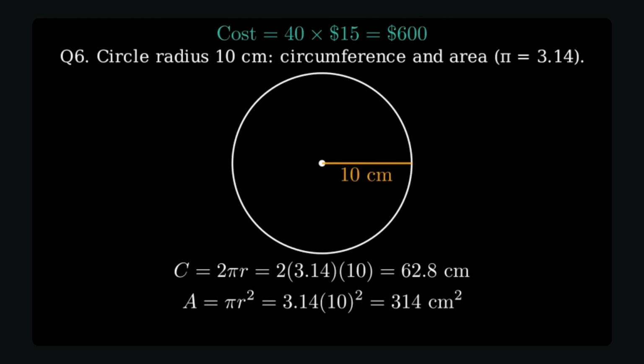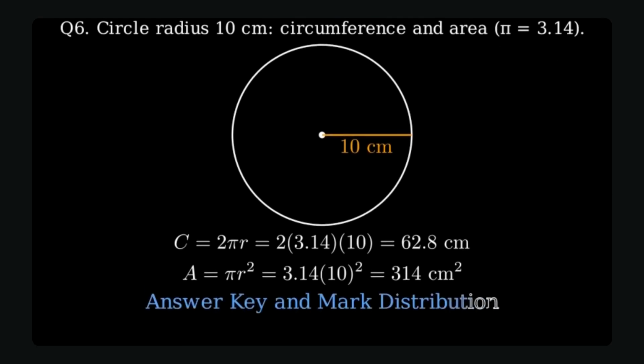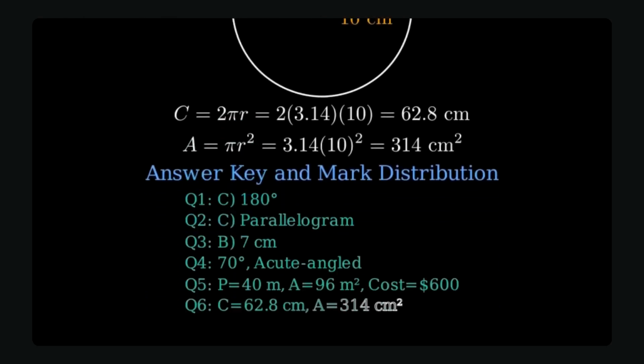Here is a quick answer key and mark distribution summary. Question 1, C, 180 degrees. Question 2, C, parallelogram. Question 3, B, 7 centimeters. Question 4, third angle equals 70 degrees. Triangle is acute. Question 5, perimeter 40 meters, area 96 square meters, cost $600. Question 6, circumference 62.8 centimeters, area 314 square centimeters.